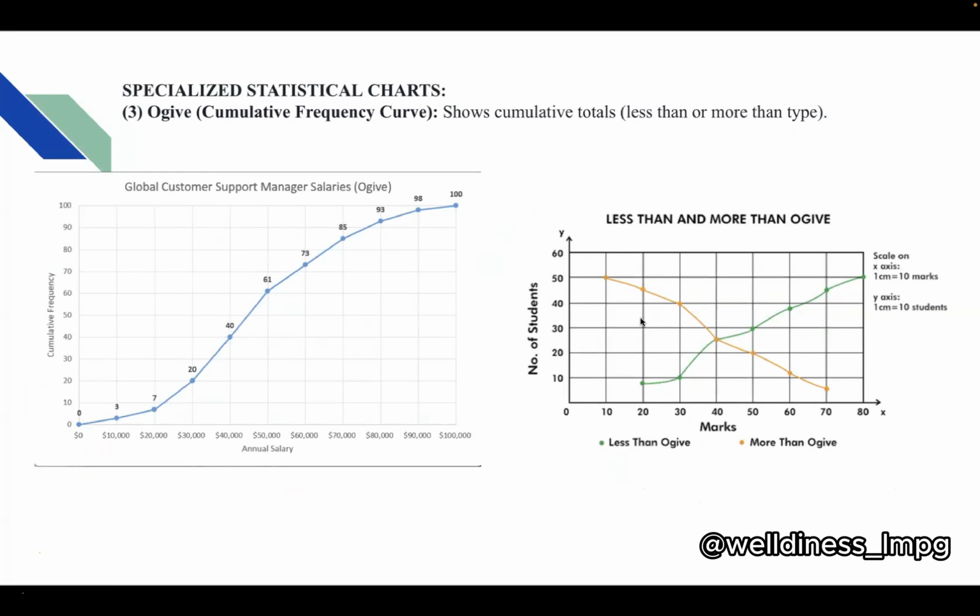And if you look at this example, you can see one is going from top to bottom, but the other one is going from bottom to top. So the one that is going from bottom to top, that is represented by this green line, is the less than ogive, while the one that is going from the top to the bottom is the more than ogive.